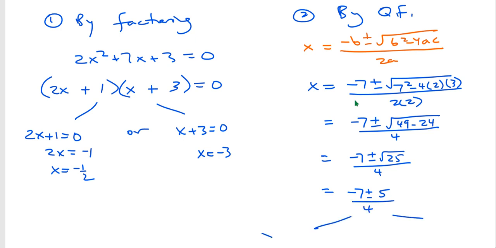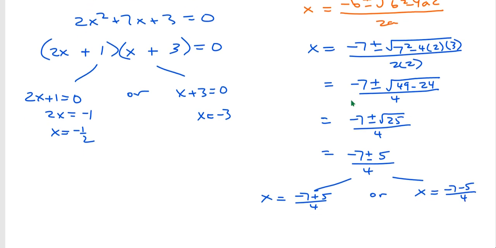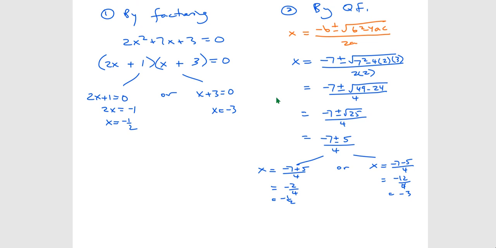And so now I see I have two answers. x is equal to negative 7 plus 5 over 4, or x is equal to negative 7 minus 5 over 4. In the case of the one on the left, negative 7 plus 5 is negative 2, and that simplifies to negative 1/2. On the other side, this is negative 12 over 4, which simplifies to negative 3. And you can see it's the same answers I got solving by factoring. So you get the same answers, right?